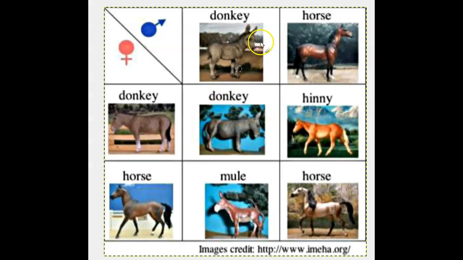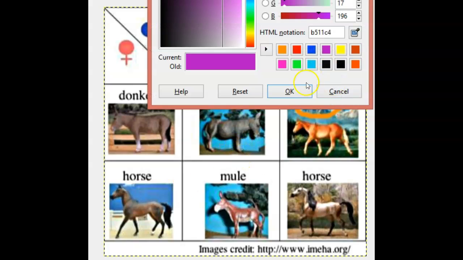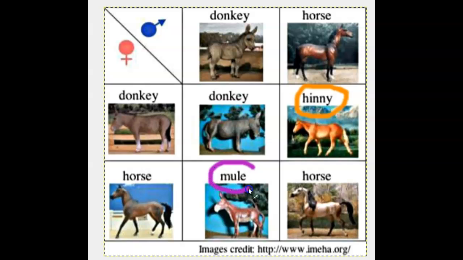So looking at these, if the male is a donkey and the female is a donkey, they're always going to give donkeys. If the male is a horse and the female is a donkey, they're going to get a hinny. So here's the mule. If the donkey is a male and the horse is a female, they're going to get a mule. If the female is a horse and the male is a horse, then they're going to get a horse. So let's just focus on these two.